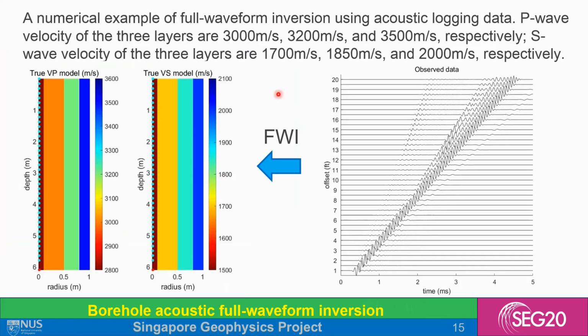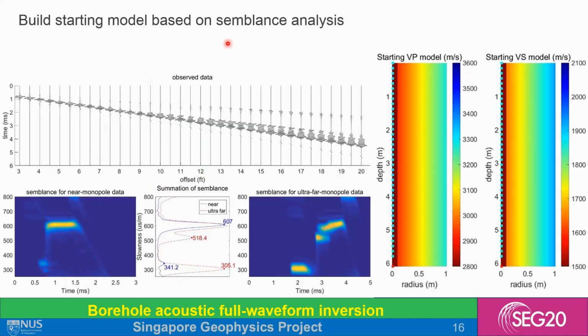We use this simple layered model example to briefly show how full waveform inversion works. Now assume we do not know the true velocity model, and we are going to invert the layered model from the observed data by using the gradient descent method. At first, we built the starting model based on semblance analysis.